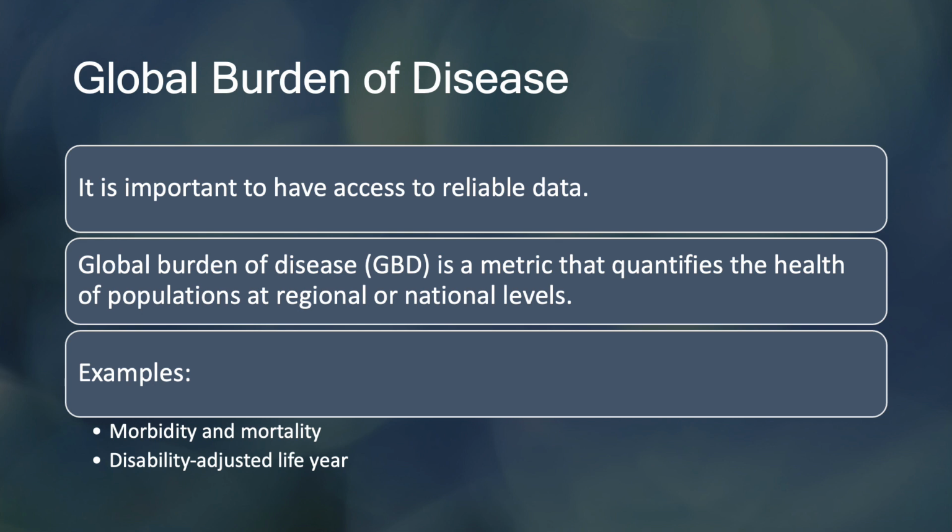Global burden of disease is a metric that quantifies the health of populations at regional or national levels. So examples of global burden of disease are morbidity and mortality rates. For example, hip fracture is one of the most serious consequences of falls in the elderly, with a mortality of 10% at 1 month after the fall and 30% at 1 year after a fall.